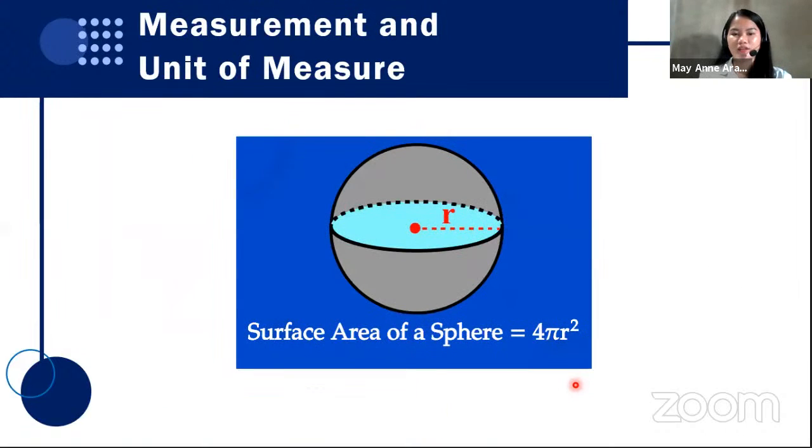Okay. And for the surface area of the sphere, it's just 4 pi r squared. So if you know the radius, you can easily compute for the surface area of a sphere.